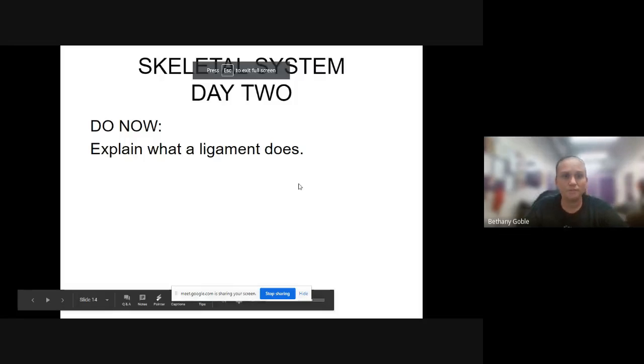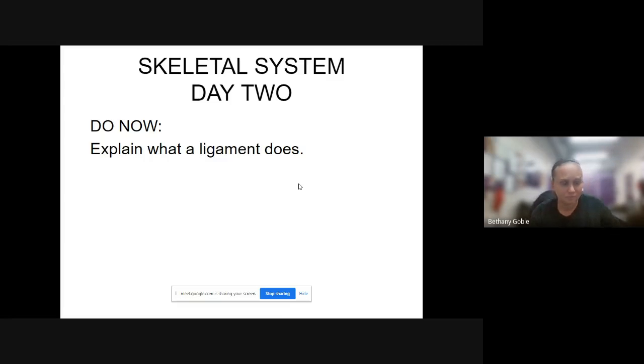And here's your do now question. Explain what a ligament does. If you remember what a ligament does, I'll give you guys a few seconds and then I'll explain it.